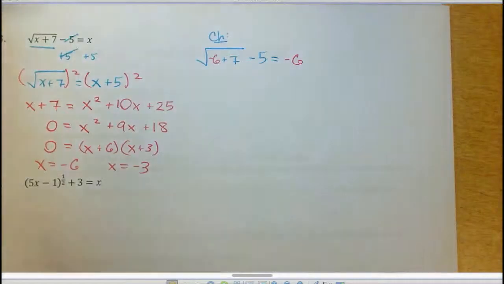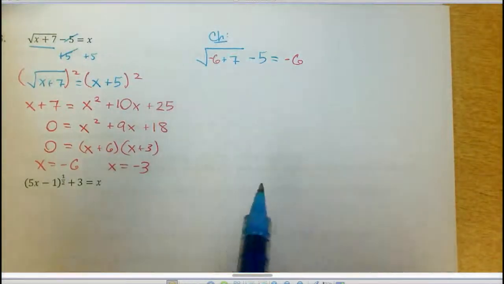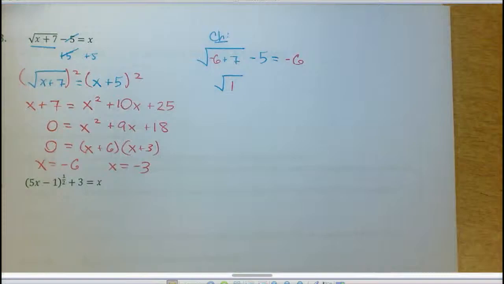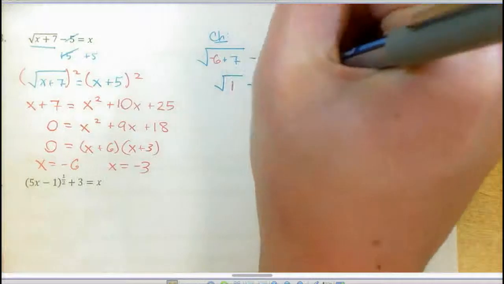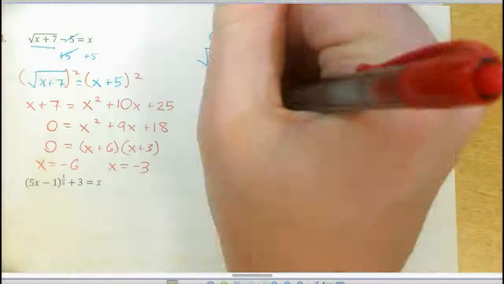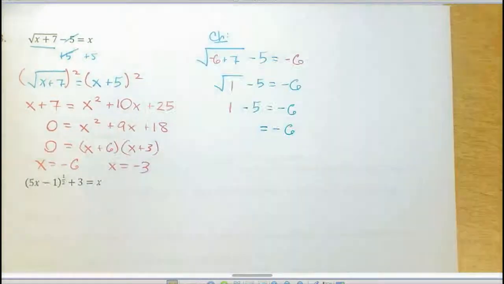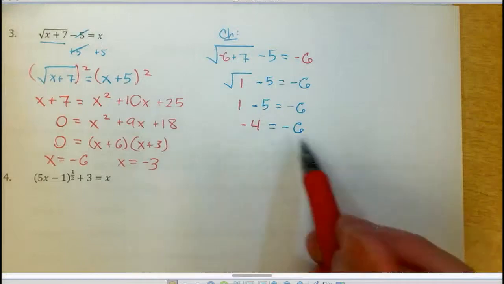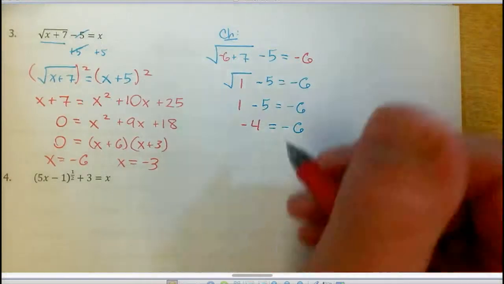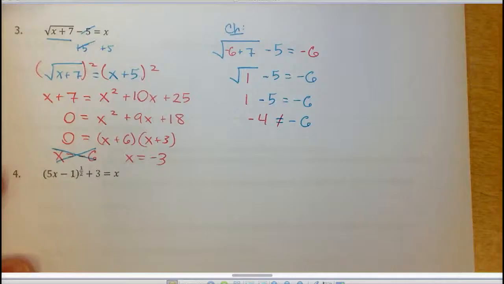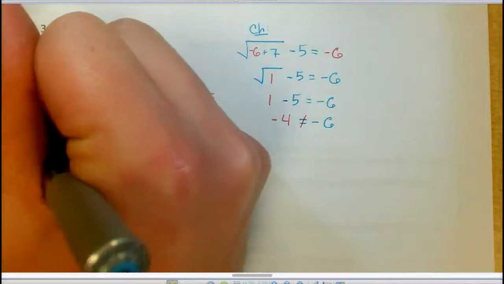So radical negative 6 plus 7, subtract 5, equals negative 6. Okay, well, negative 6 plus 7 is 1, so we get radical 1 minus 5 equals negative 6. Radical 1 is just 1, so we get 1 minus 5 equals negative 6. And here is a really good example of why it's very important to check. 1 minus 5 is equal to negative 4, which is not equal to negative 6. Okay, so this is a false statement here, and that means that negative 6 is not a solution to our problem. It's actually extraneous. So we're not going to include it in our final answer.